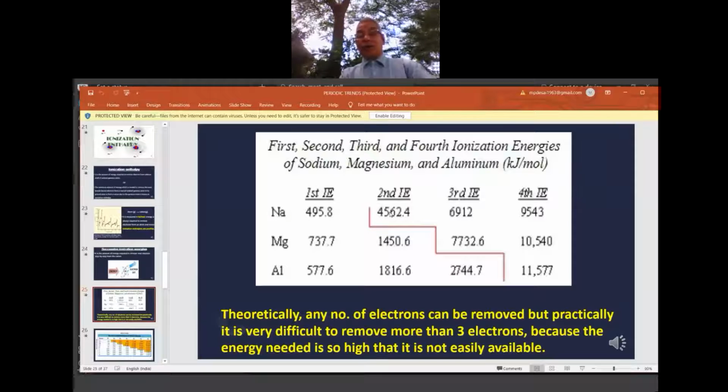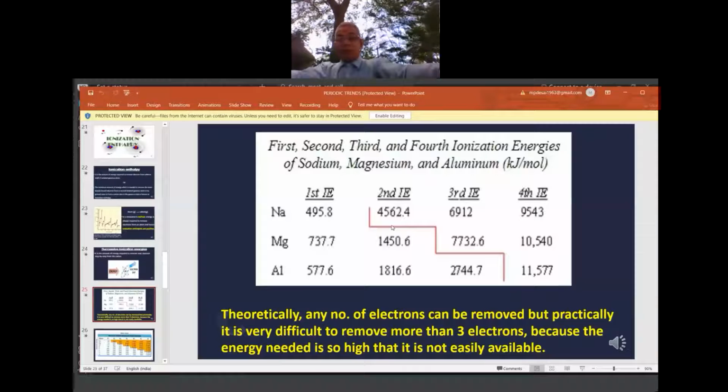You see second IE, 4562. How much difference? My God. So where is 495? Where is 4000? First is in the hundreds. Second is suddenly thousands. So we don't want to bring such a large energy, it's simply waste. So supply 495.8 kilojoules of energy and just knock out one electron, it becomes sodium 1 plus. So sodium 1 plus is the feasible state for sodium to become a 1 plus ion.